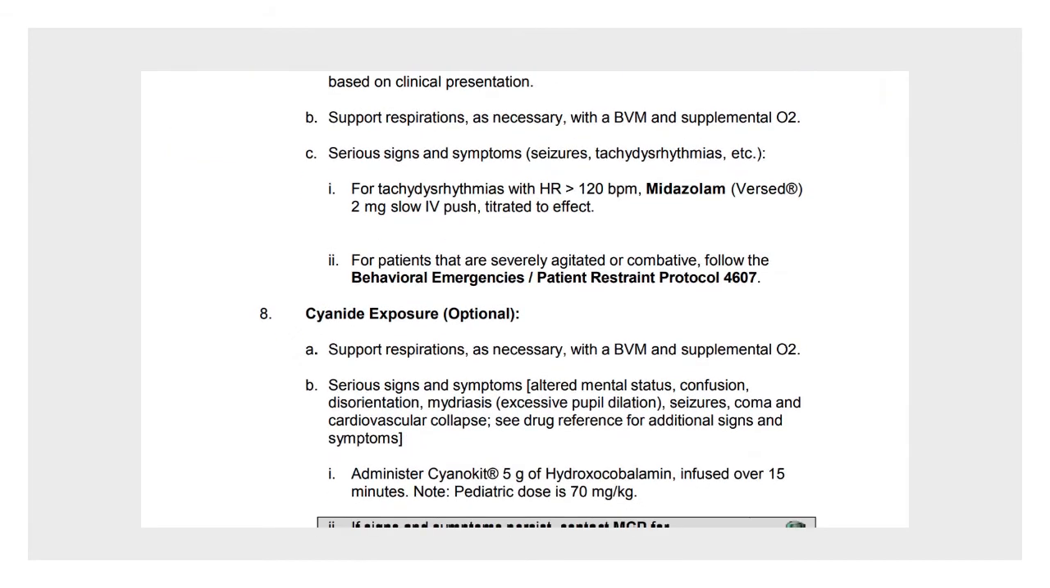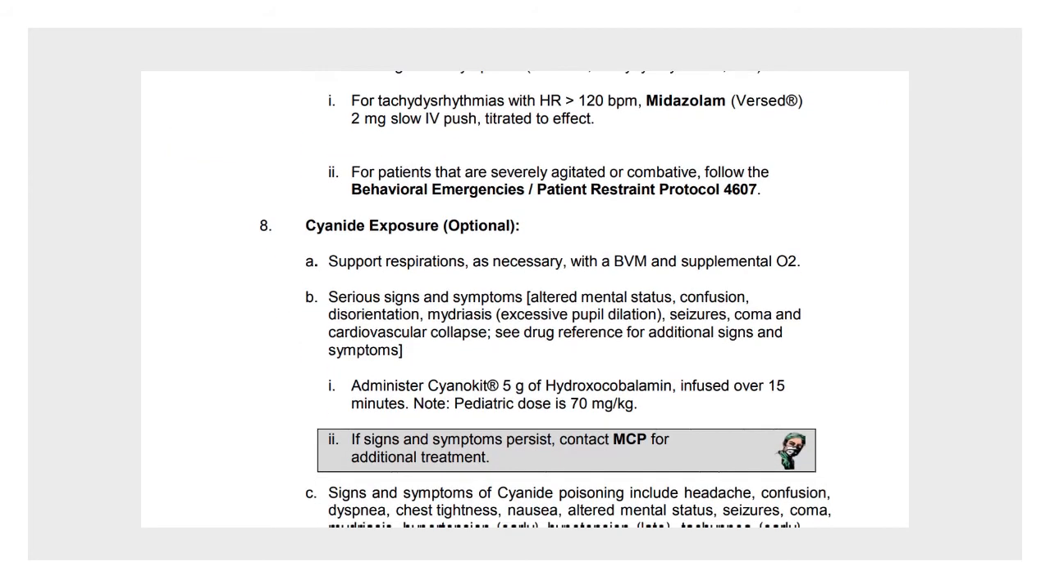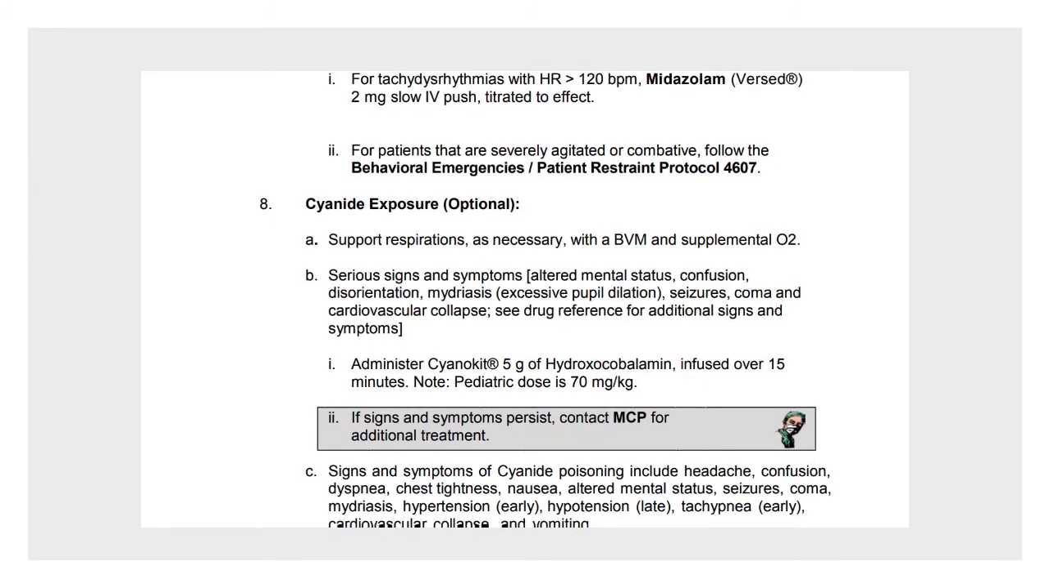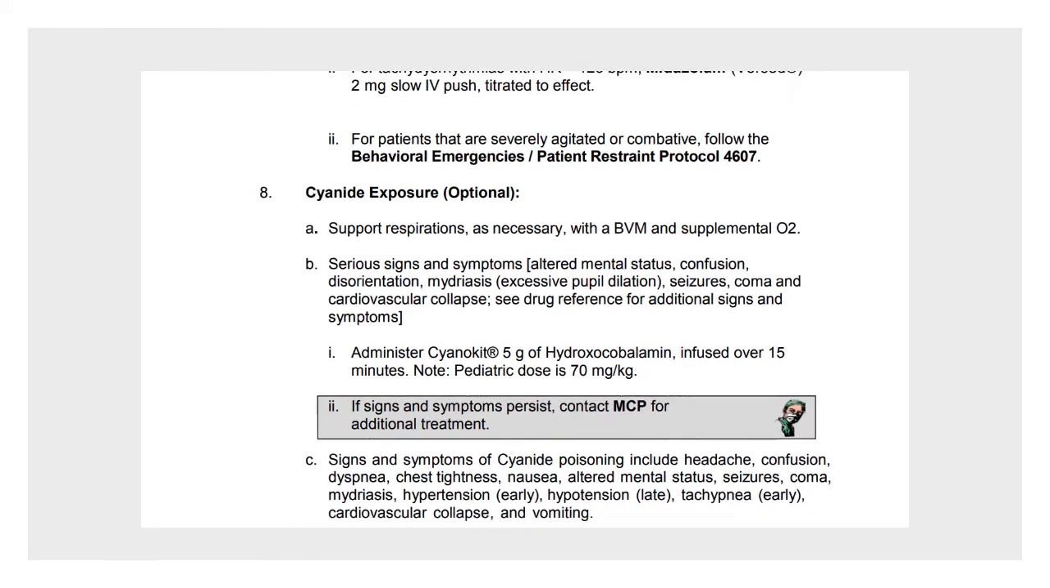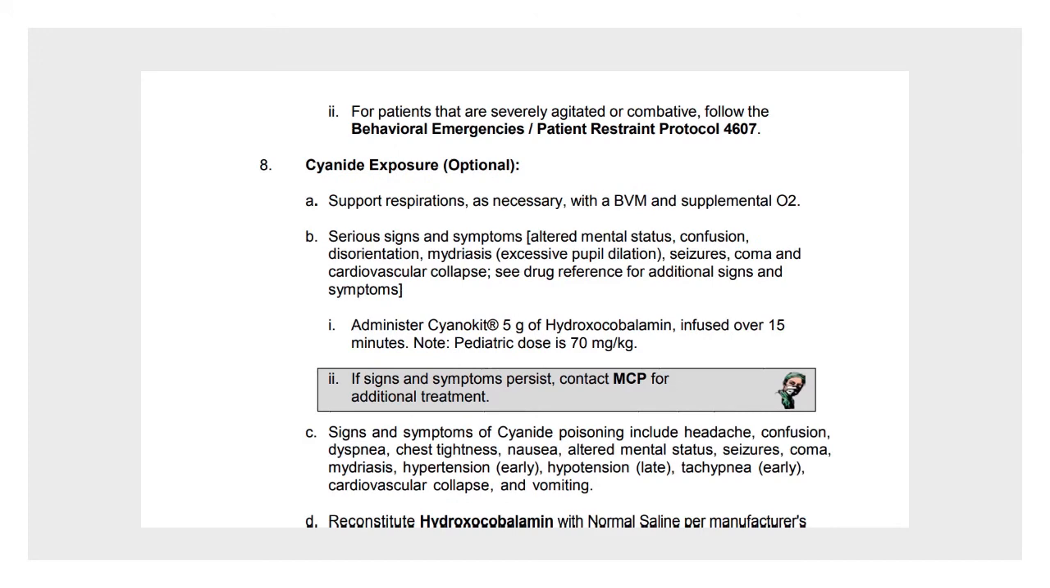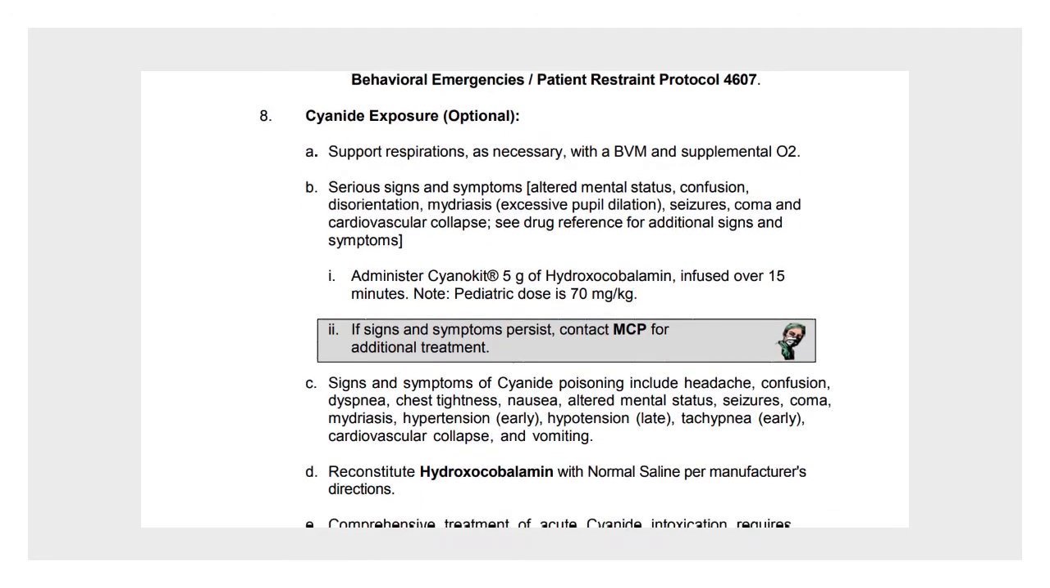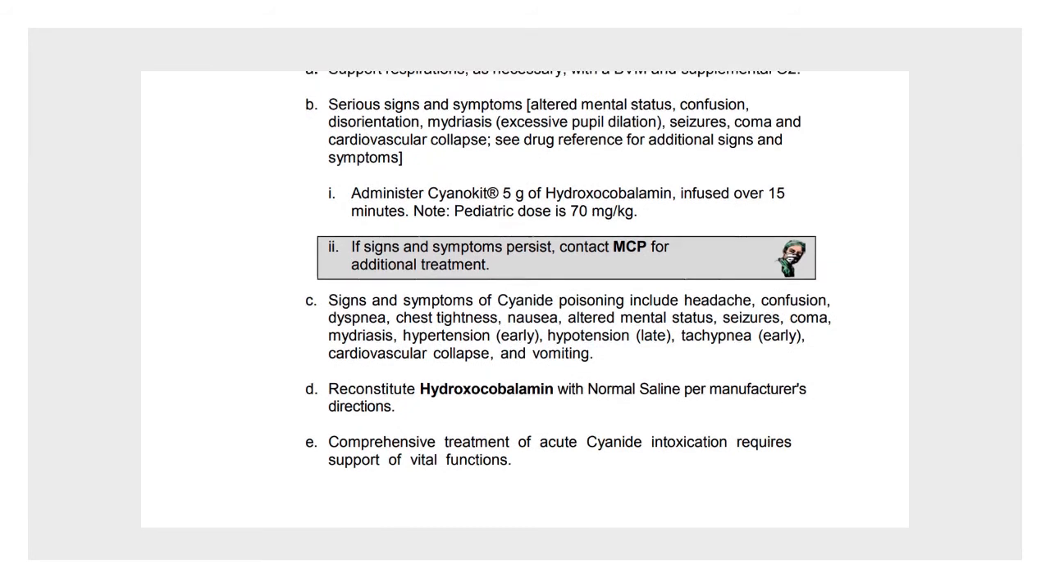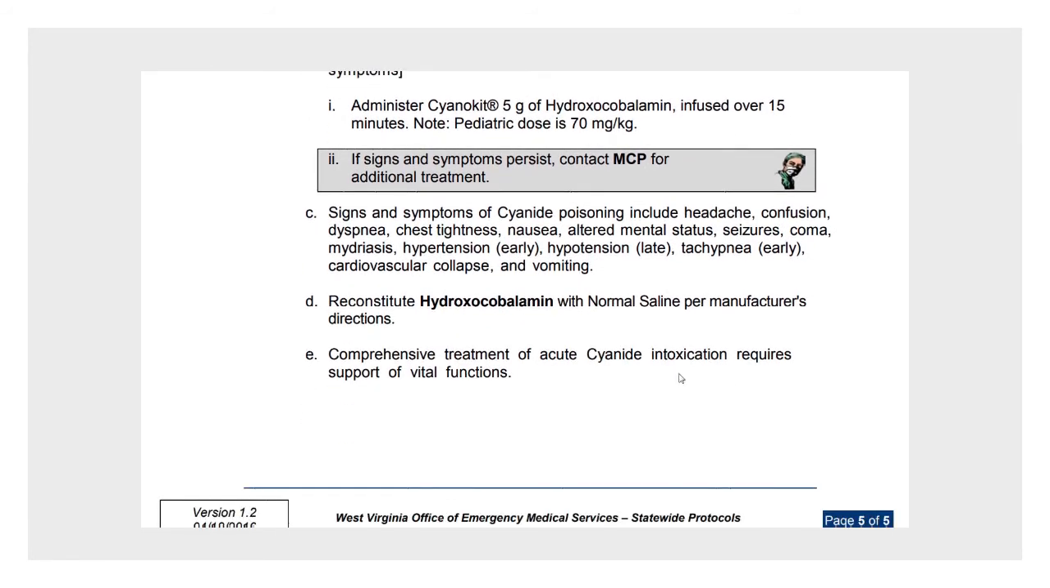With cyanide, if you have the Cyanokit, infuse that over 15 minutes. The pediatric dose on that is 70 per kilo. Not many people are carrying those anymore, but just a consideration. If you carry hydroxocobalamin, which I cannot pronounce, and I'm not really sure anybody ever does, just reconstitute that with normal saline and follow the instructions on the packaging for cyanide poisoning.